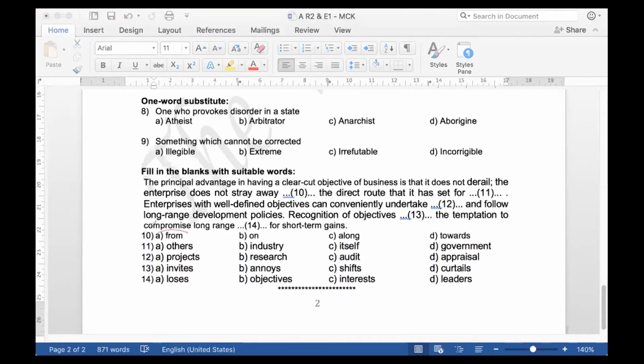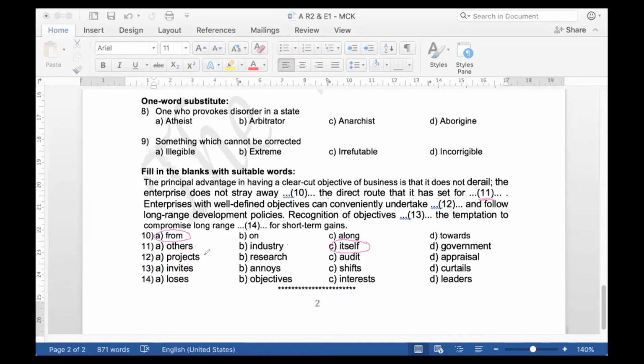Question number 11. What is here in the paragraph? The direct route that it has set for 11. So that's blank 11. Set for what? Others, industry, itself, government. What is the answer? The enterprise does not stray away from the direct route that it has set for itself. Yes, you are right. That's the answer, itself. Good.